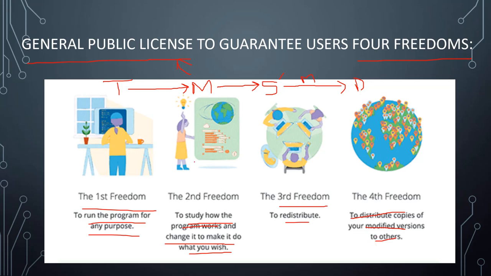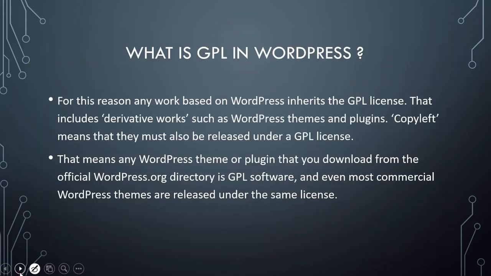So GPL enables us to make any kind of modification to a particular theme or plugin, or even WordPress, and we can redistribute it to anybody, so that they can also further make certain modifications and make a better version of that software. So I think from now you can understand what things are guaranteed under this GPL license. So let us move to the next slide, and let's study further.